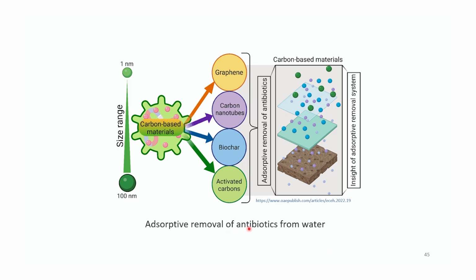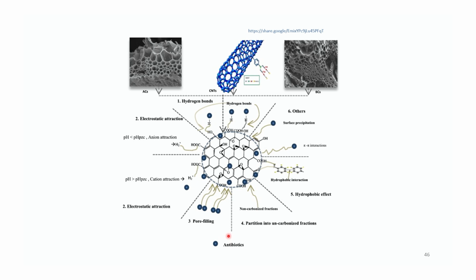Then adsorptive removal of antibiotics from water. So you can use some carbon-based materials like graphene, carbon nanotubes, biochar and activated carbon for the adsorptive removal of antibiotics. So antibiotics are coming and adsorbing onto a surface, and you are removing them. So basically the size range you are targeting is 1 to 100 nanometer. That's a clear picture of antibiotic removal. So that's an experimental picture where carbon nanotubes have been used for antibiotic removal.